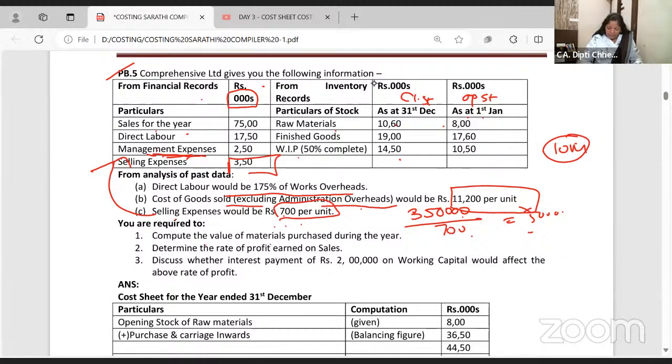Yes, right. Compute the value of the material purchase, same like the last problem. Determine the rate of the profit. Discuss whether interest payment of 2 lakh on working capital would affect the rate of profit. So these two questions we can answer later. But as soon as we prepare the cost sheet, we can answer the first one. Okay. So question number 5, we can call it as 1, 2, 3 or A, B, C bits. Let us begin with the first part. Okay. Right. Question number 5. First part.